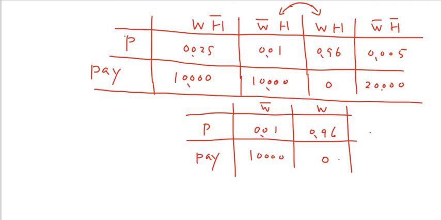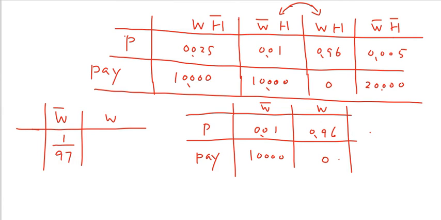But here this is not a distribution, because the total probability is not equal to 1. So we need to adjust this. There are 2 cases, wife died or not. The total is 97%. So here we can put 1 over 97, and here 96 over 97. So this is the probability, and we put in the payment.